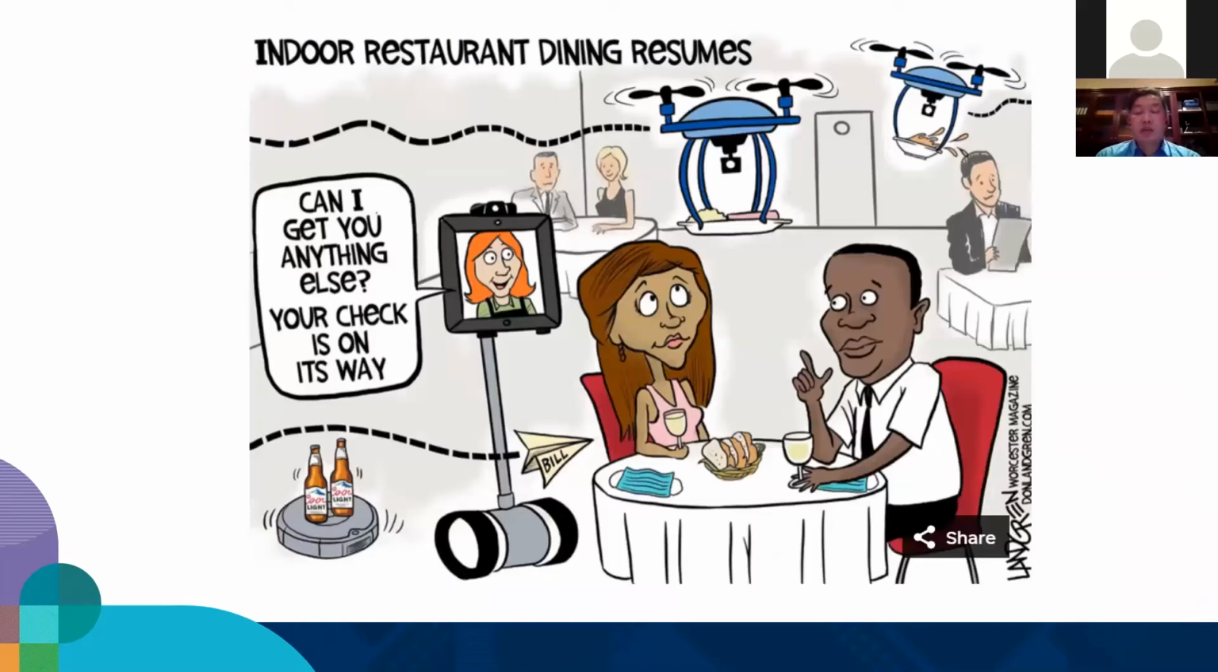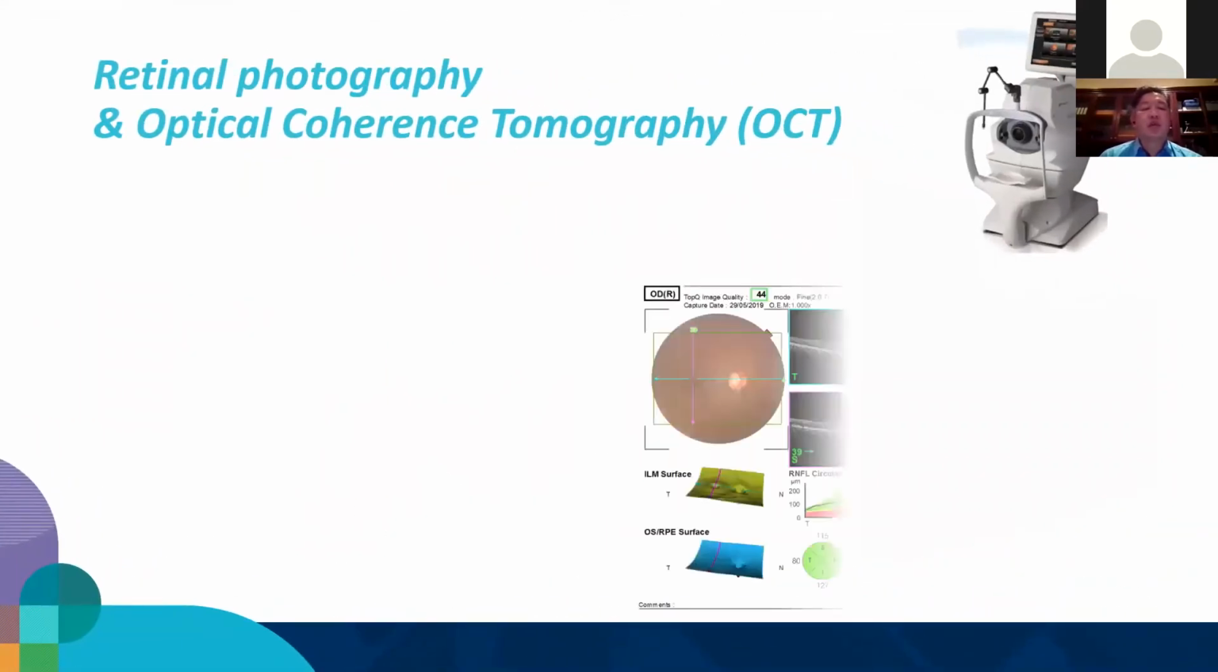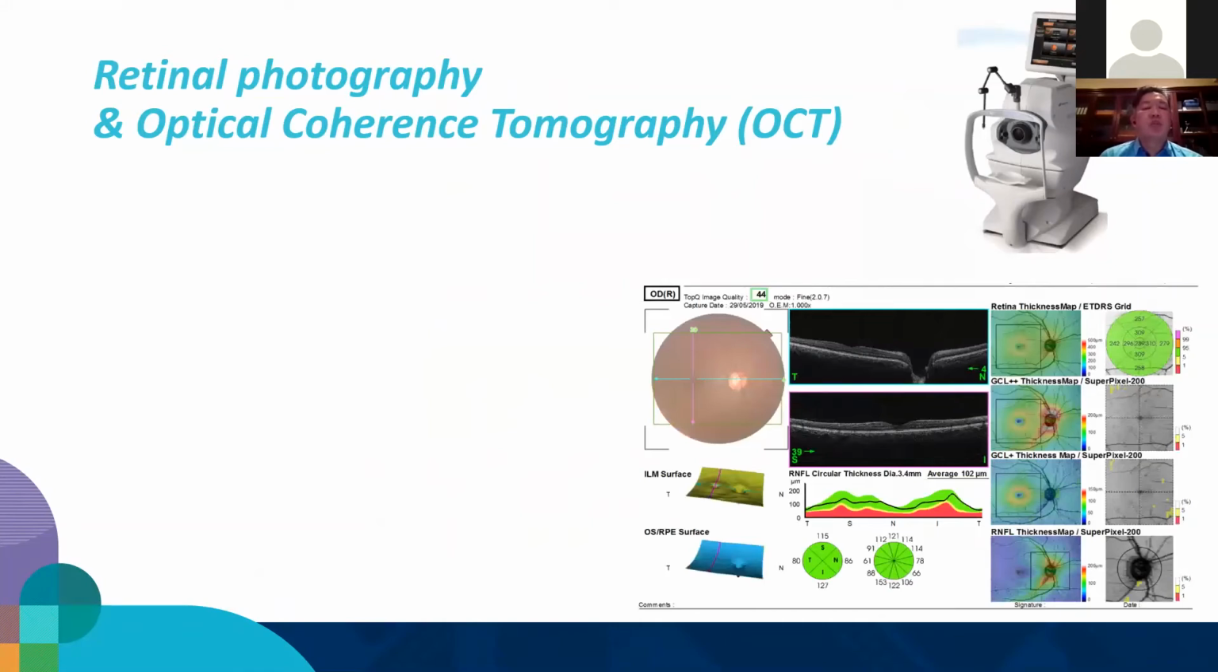So pretty much COVID has forced us to adopt new technologies, like the Zoom meeting here. And pretty much the eyes are no different. So we've gone from the clinical examination with what materials we have to pretty much technology. Retinal photography has been around for a long time, but now we've incorporated optical coherence tomography, or OCT, to give us more information about what is going on in the retina.